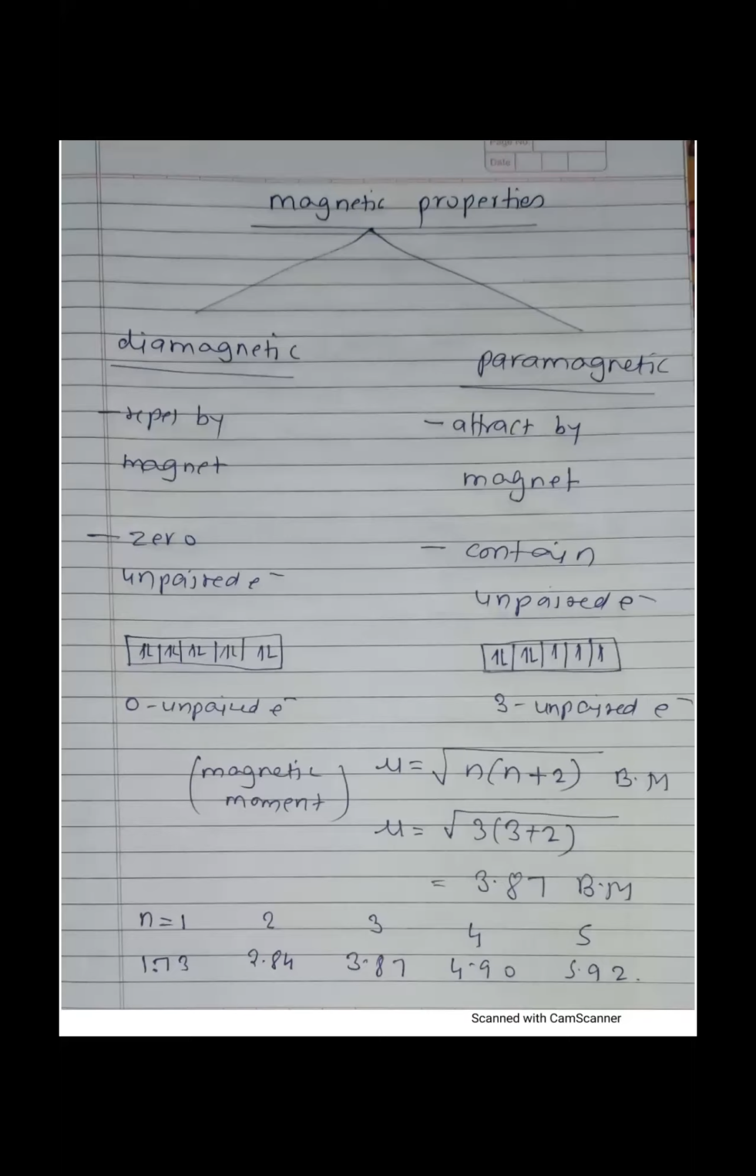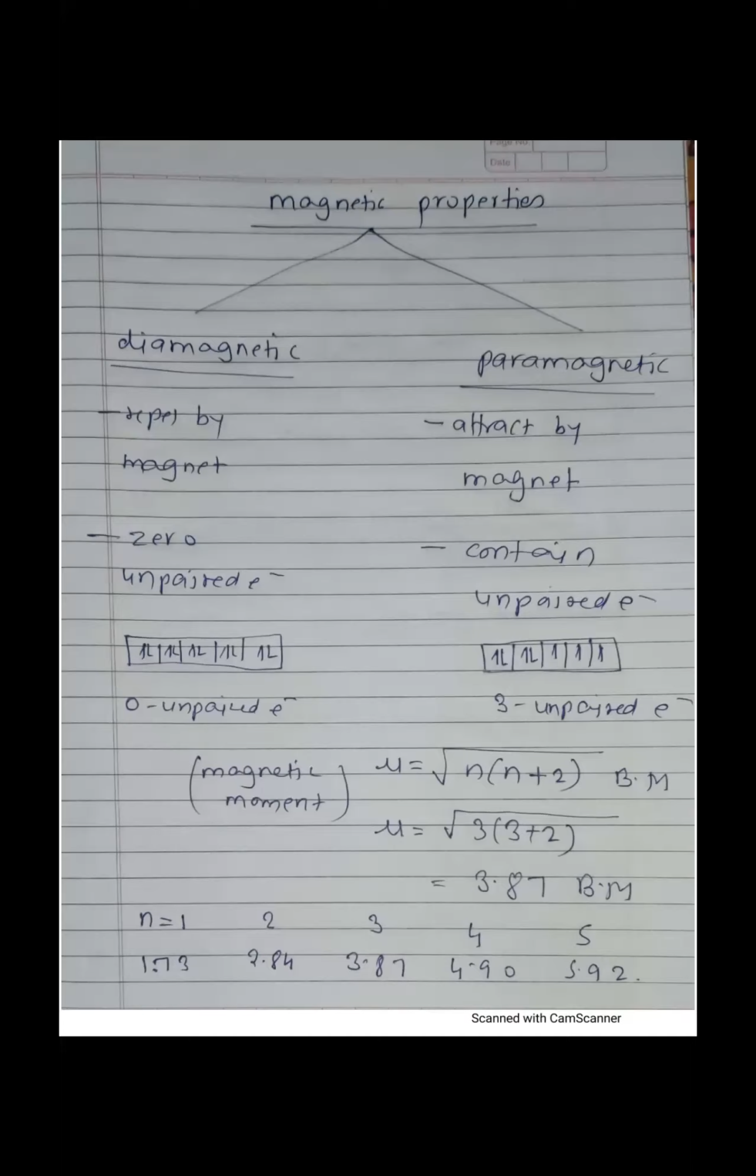As you all know, the outermost electronic configuration of Fe is 3d6 4s2. Here we have to remove 3 electrons to make it Fe plus 3. First, 4s is the outermost shell, so first we will remove 2 electrons from 4s. Then I have to remove 1 electron from 3d. It will become 3d5 4s0 for Fe plus 3.